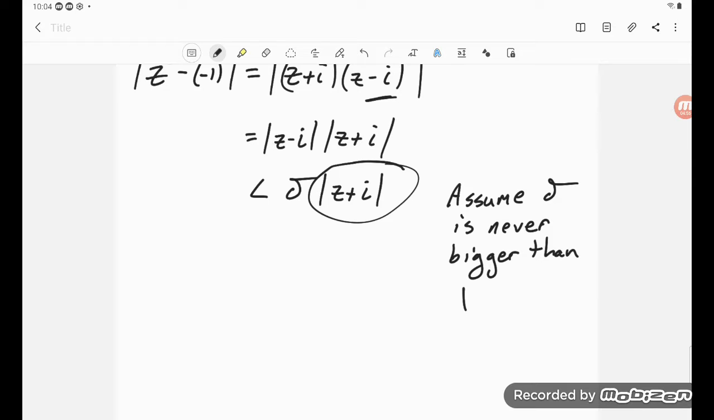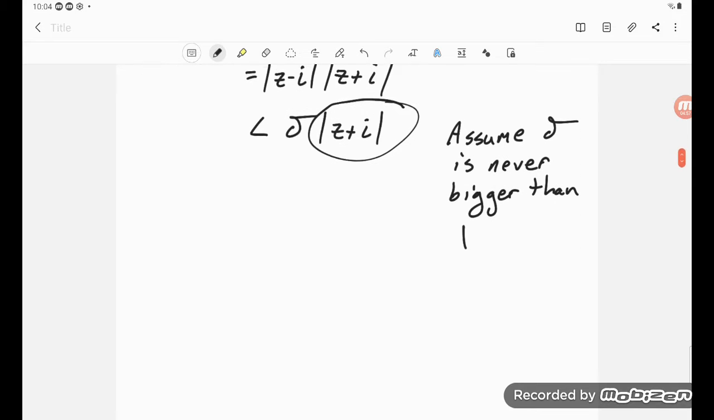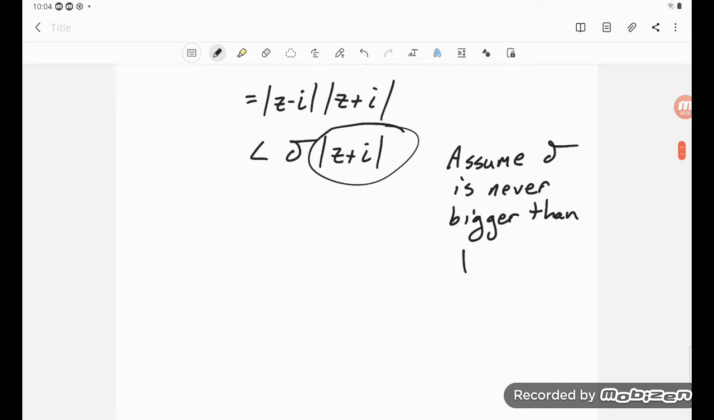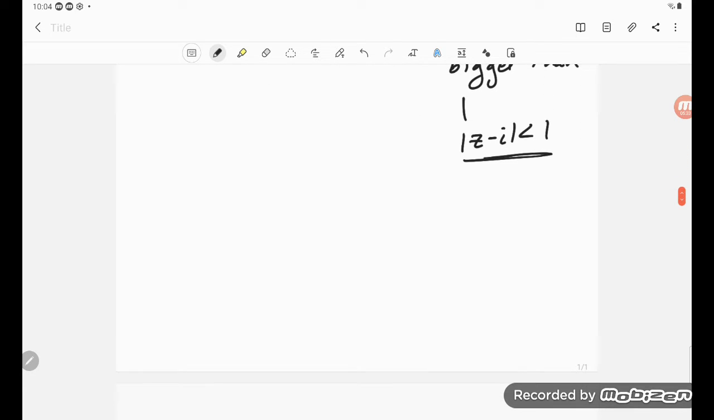Now, why would we do that? Well, the reason is, if we know that delta is never bigger than 1, then no matter what the person chooses for epsilon, they could choose a huge number like 1,000,000,000, I'm going to assume that z is at least within 1 of i. Now, let's look at a picture of what that means.